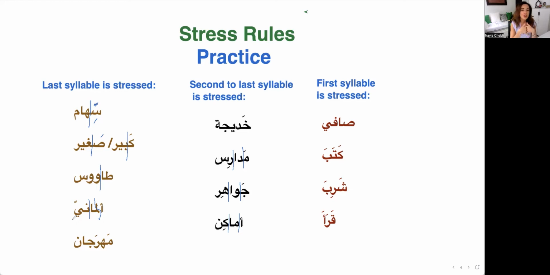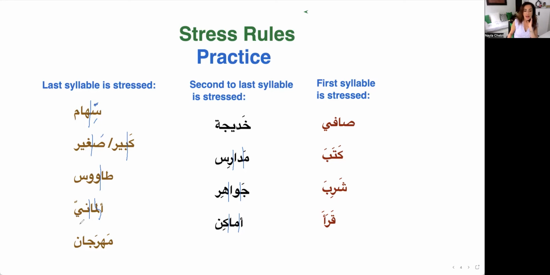However, in colloquial Arabic, for nationalities, we don't stress the last syllable. We stress the one before it. So in colloquial, I would say Almani, but in MSA, it's Almani. And all the nationalities in MSA, I stress the last syllable. Like Lebanese would be Lubnani, Masri, Tunisi. However, in colloquial, it's Almani, Lebanese, Tunisi, Suri. Okay.